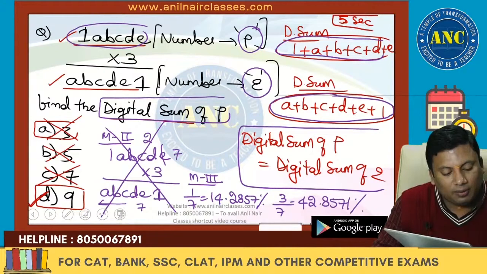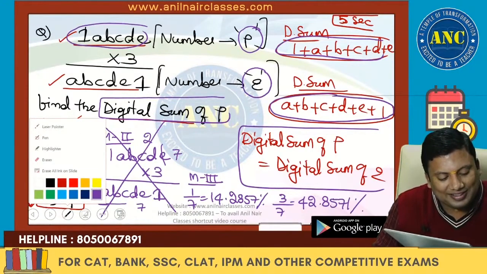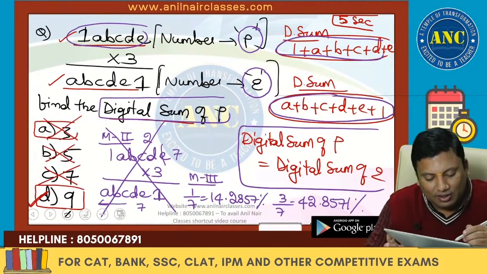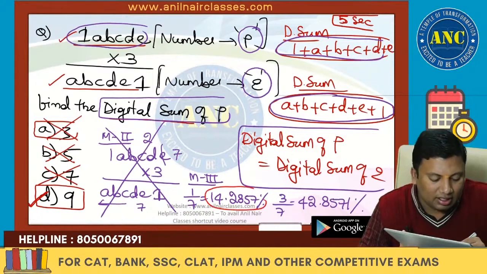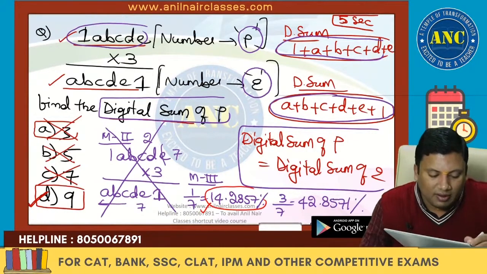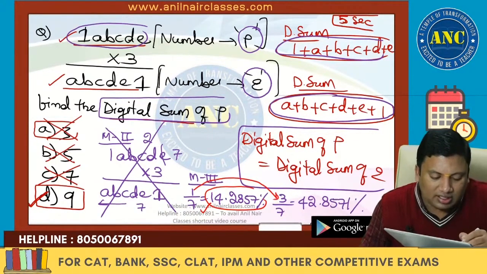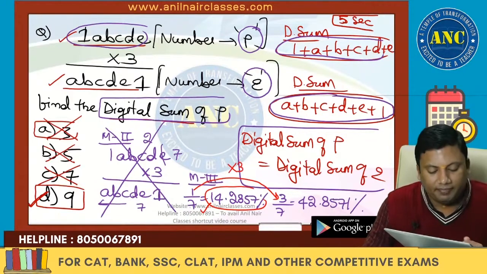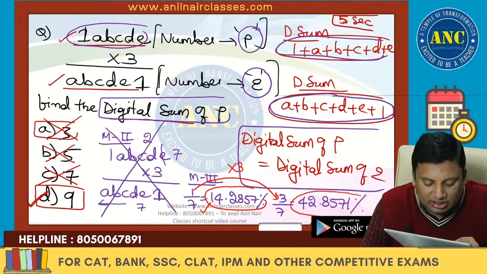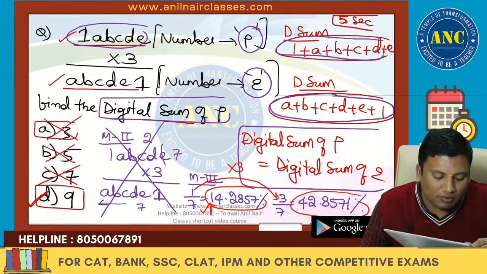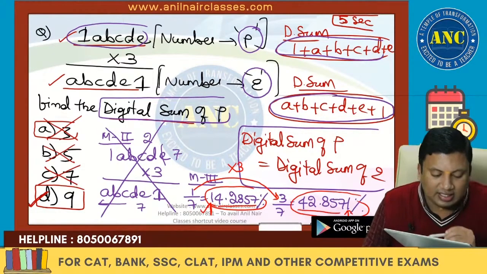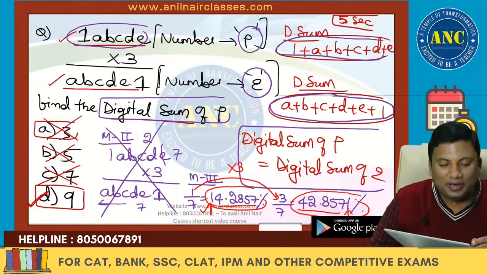42.8571. Now if you observe, listen carefully, sir. This is a very beautiful one. This is a 6-digit number where the leftmost digit is 1. 1 by 7 became 3 by 7. I multiplied by 3 and got another 6-digit number where the leftmost 1 became the rightmost one. The remaining digits remain as they are. I hope it is clear.